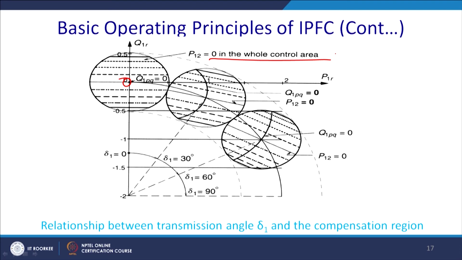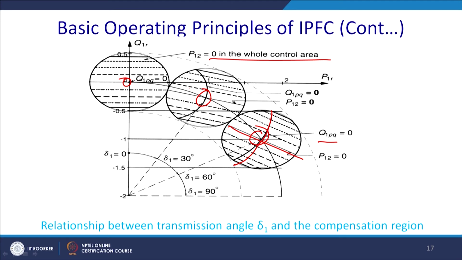Similarly, when you shift gradually, actually we are operating here. So, you can see that this line corresponds to reactive power compensation equal to 0, and this diameter corresponds to real power compensation equal to 0. So, this is the case which we have discussed for 60 degree. This is the case we have discussed throughout our discussion in the case of the 30 degree.